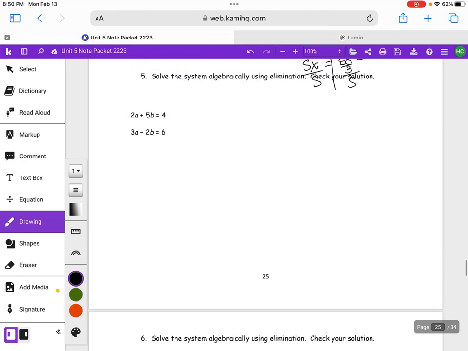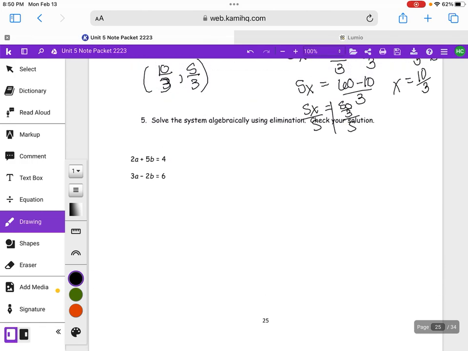Okay, this is the last one that's kind of tricky because now if you notice, we don't have any that will cancel out even if we change all of the signs. So what I would do is pick the one, if there is one, that's already opposite. So like this one has a 5b and this one has a negative 2b. So I'm going to multiply this one up here by 2 and multiply this one here by 5. So I'm going to distribute that number right through. That will give me 4a plus 10b equals 8.